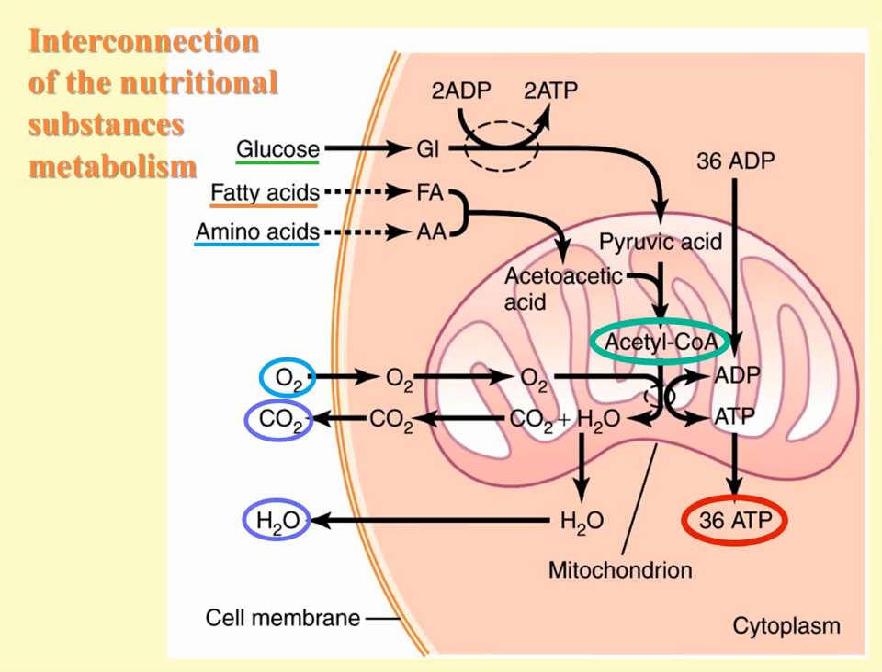Many molecules, up to 36 molecules of ATP, can be formed out of each glucose molecule. So ADP is converted back to ATP, and a macroergic bond is formed, and this is a way to store energy for its subsequent use.